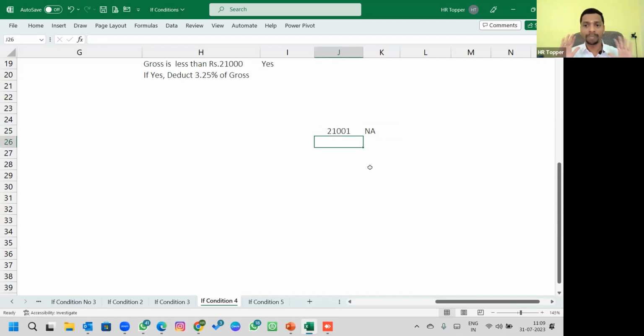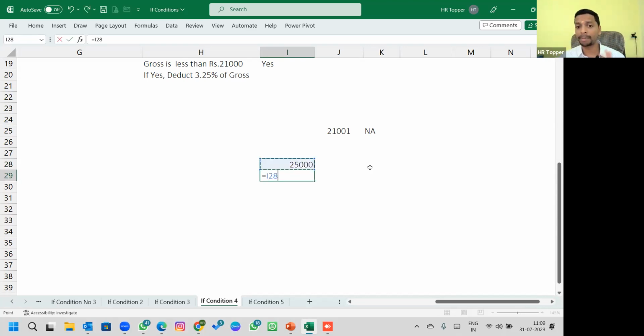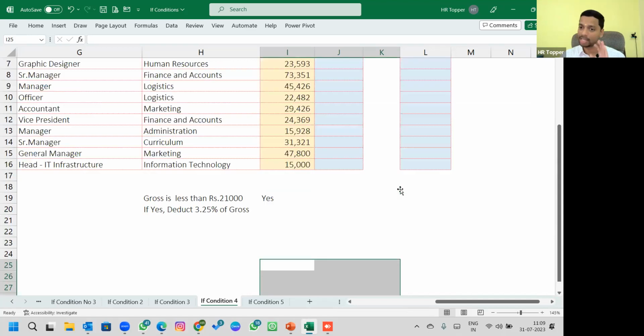Okay, so let's assume my gross salary is 25,000. Now I'm 15 days absent. So what will happen? My gross will become 12,500. Now, if you put a condition on the gross, it will take that automatically. Why? Because the gross is reduced to 12,500. So for that condition, we should always use a supporting cell.